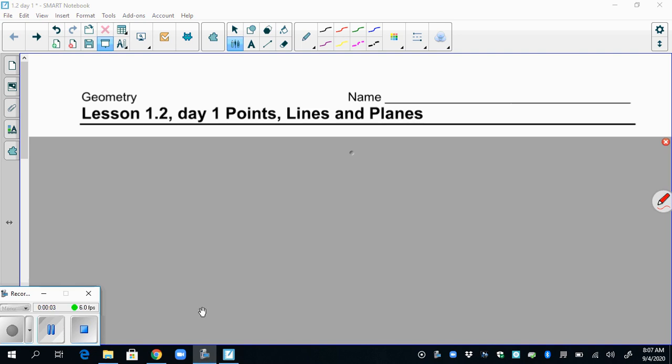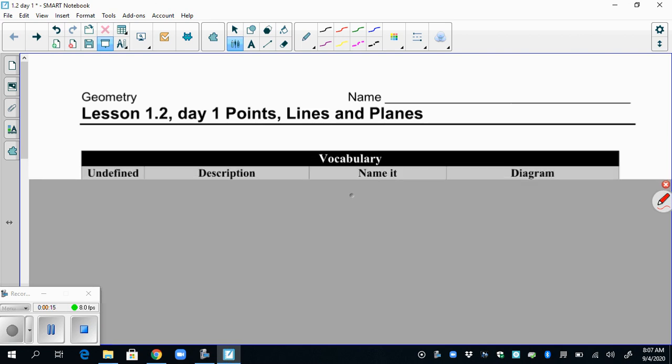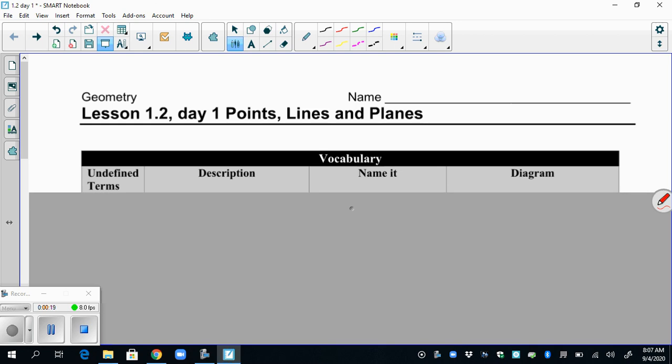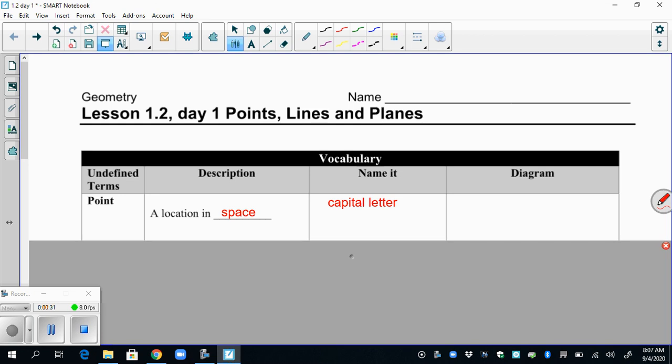Lesson 1-2, Day 1, we're going to discuss points, lines, and planes. In geometry, these three terms are the basic foundational terms for everything that we will do in geometry this year. And it's hard to actually define them, so we call them undefined terms, and we give a description of those terms. A point is a location in space.